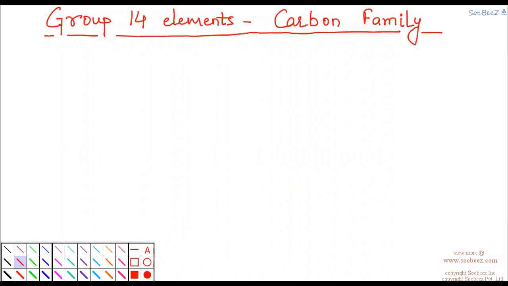Hello everyone. In this video, I will tell you about the anomalous properties of carbon. Carbon is the first element of the group 14 elements. We have also seen that in many other groups, the first element of each group is very different from the other members. Similarly here also, carbon is quite different from the other elements of its group. So we will discuss the anomalous properties of carbon now.